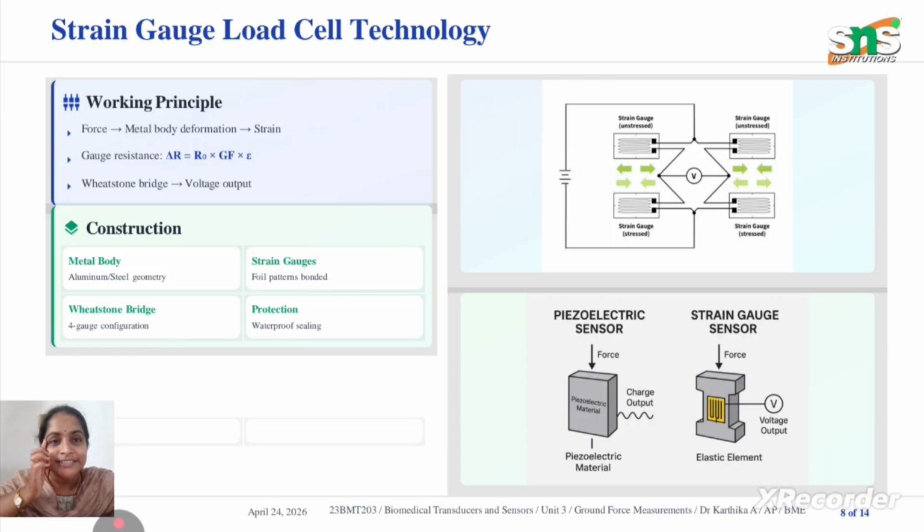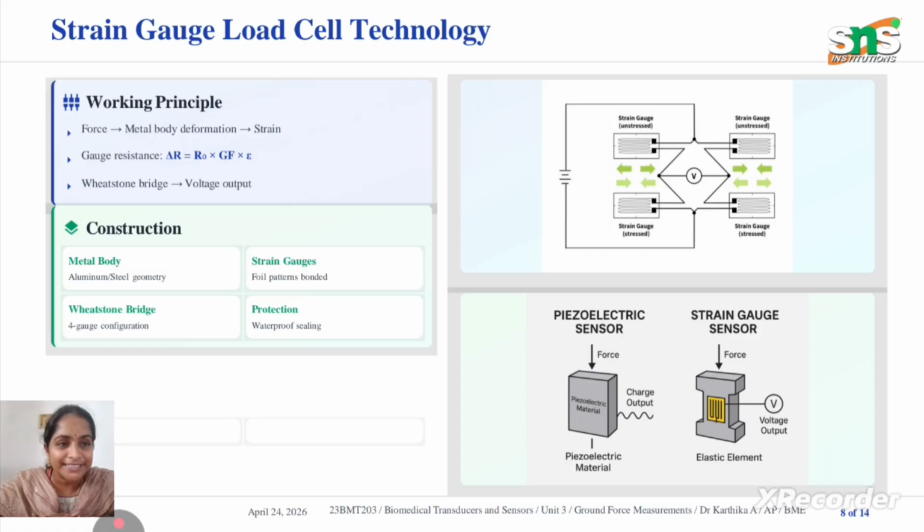The next one is strain gauge load cell technology. The working principle is force causing metal body deformation, strain. The gauge resistance change, delta R, equals R0 multiplied by GF multiplied by epsilon. The Wheatstone bridge gives the voltage output. Construction involves a metal body, aluminum or steel geometry, strain gauges with foil patterns bonded, a Wheatstone bridge with 4-gauge configuration, and protection with waterproof sealing.